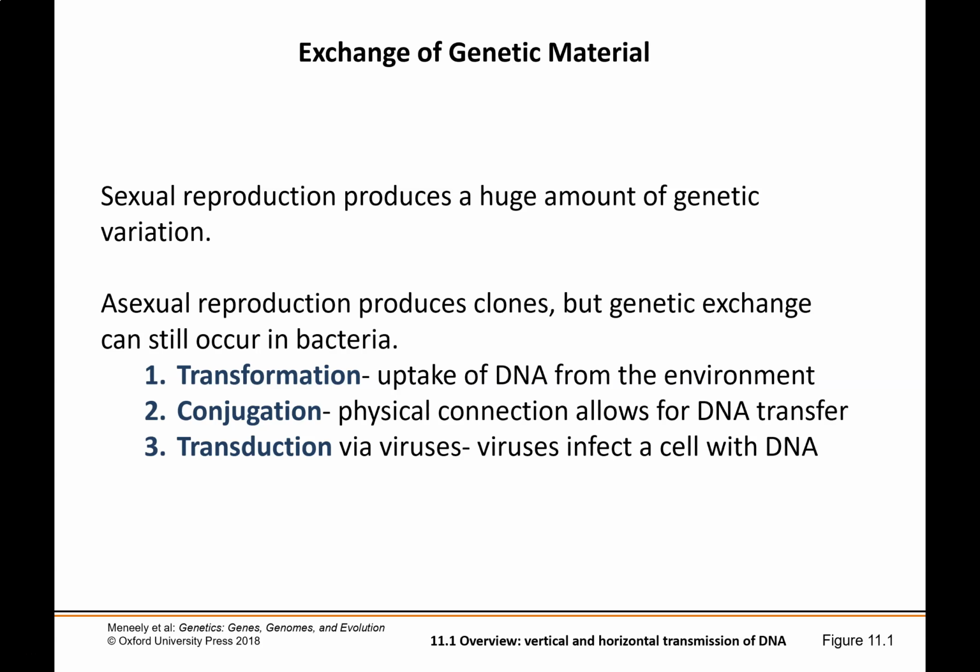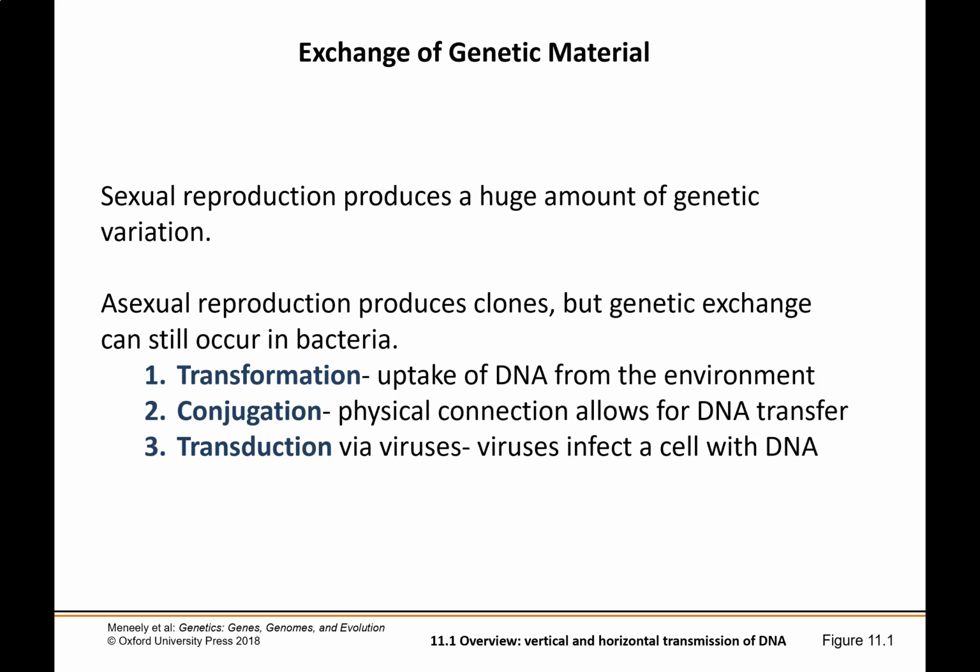Asexual reproduction produces clones, and when you produce a clone, you're essentially making a copy of yourself. This could be likened to mitosis, where one cell divides into two genetically identical cells. The same thing's happening in bacteria. When you have asexual reproduction, you have no shuffling of genetic information. You have no variation. But genetic exchange actually does still occur in bacteria and is really important in bacterial evolution and in bacterial response to their environment.